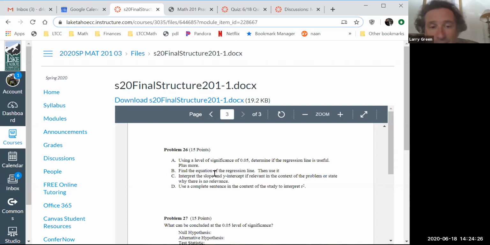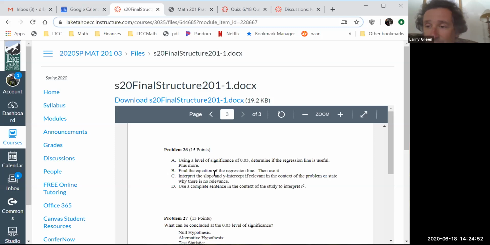Okay, part B, find the equation of the regression line. Again, that's all done with the built-in computer calculator thing. And then you're going to have to use it for something. Part C is interpret the slope and y-intercept, if relevant in the context of the problem, or state why there's no relevance.